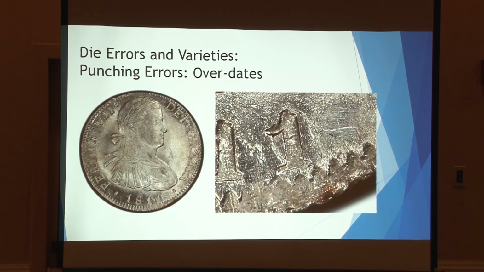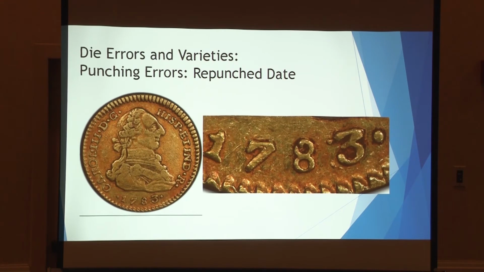Now, when dies are produced using the punch system, you have all sorts of punching errors. Could be repunching, this could be overpunching. So basically you have overdates, you have repunch dates, you have repunch mint marks, you have all sorts of different kinds of varieties that occur from this. So here is a repunch date. Basically it's punched in, maybe the punch didn't go through far enough, then they punch it again.